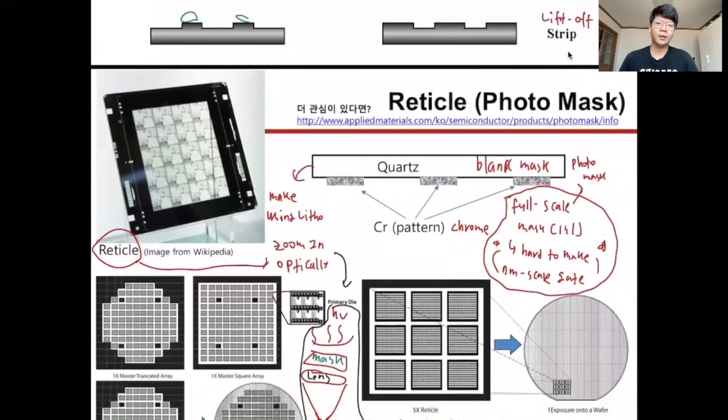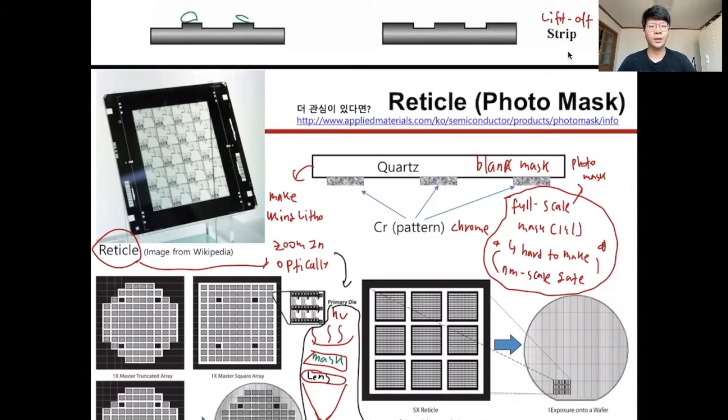And there is a photo mask or reticle. A photo mask means the blueprint for making selective patterns. We make the photo mask or reticle using lithography also. So the full-scale mask, the one-to-one scaled size, we call a photo mask.